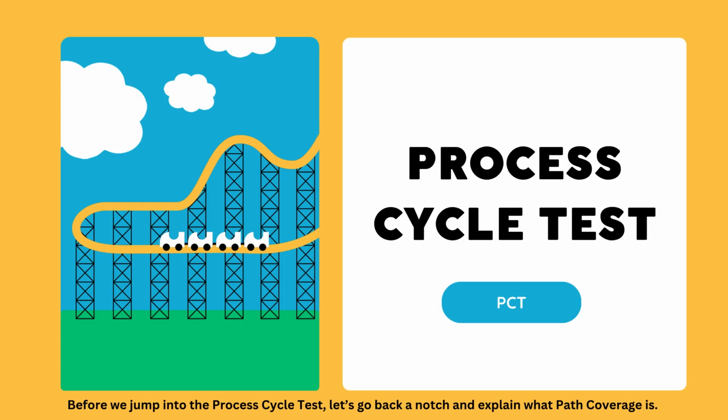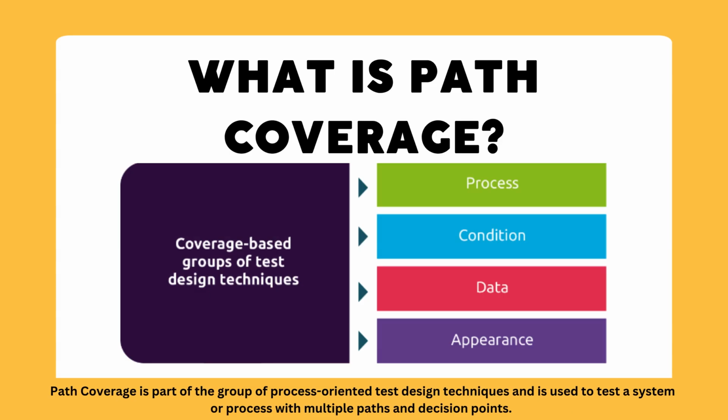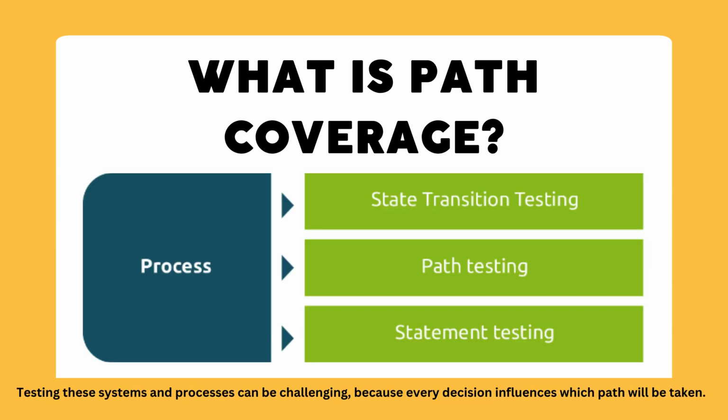Before we jump into the process cycle test, let's go back a notch and explain what path coverage is. Path coverage is part of the group of process-oriented test design techniques and is used to test a system or process with multiple paths and decision points. Testing these systems and processes can be challenging, because every decision influences which path will be taken.